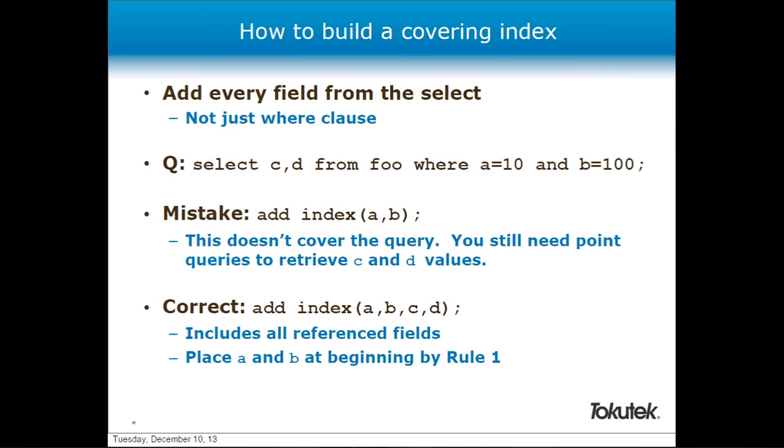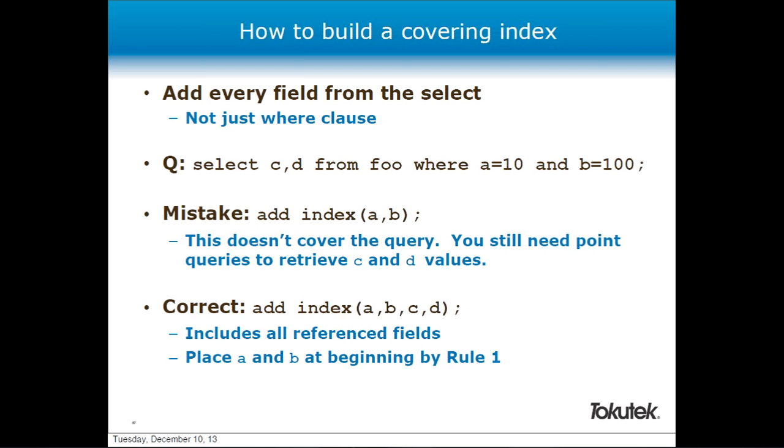But that's not enough. You're still going to have point queries to retrieve those values of C and D. You need to not just add what you see in the where clause, you need to add what you also see in the select clause. So you need to add C and D. So really, you want your index to be A, B, C, D. That includes all your referenced fields. You place A and B at the beginning to take advantage of rule 1, and you're good.